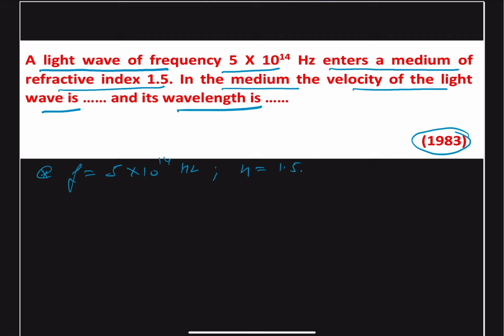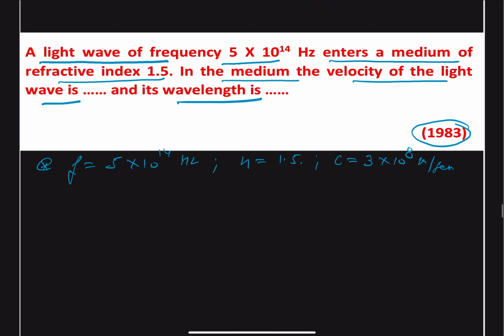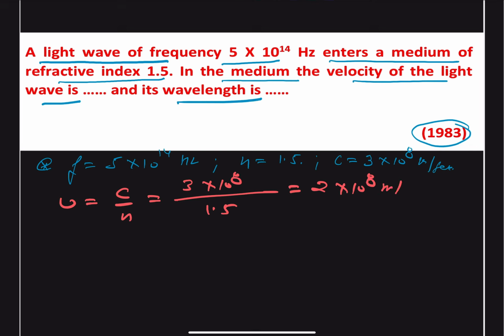And we already know that the speed of light in the vacuum, c, is 3 into 10 to the power 8 meter per second. So we can use the straightforward formula, that is v is equal to c upon n. So we have 3 into 10 to the power 8 divided by 1.5. So this gives us 2 into 10 to the power 8 meter per second. So this was the first part.